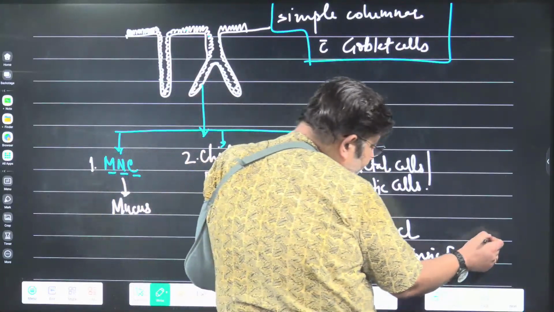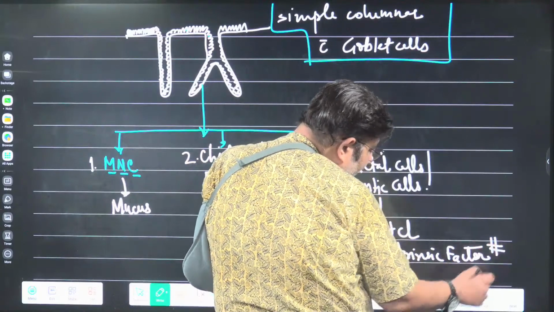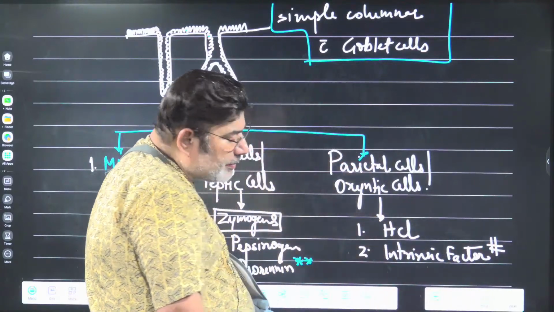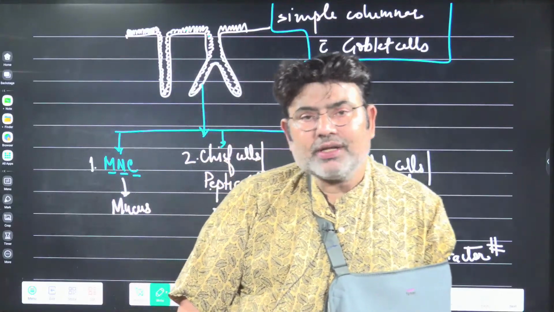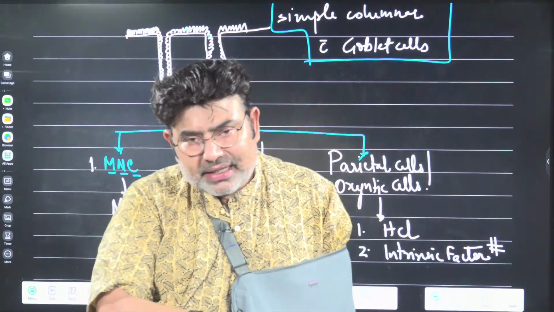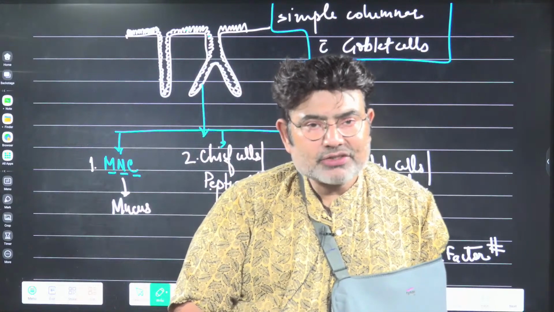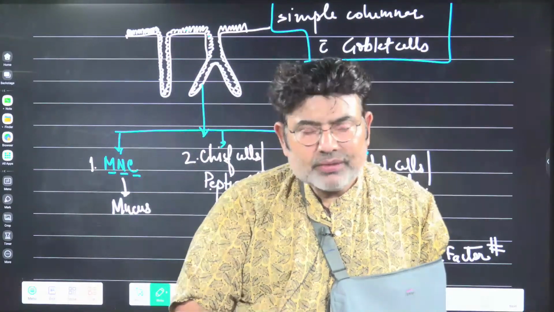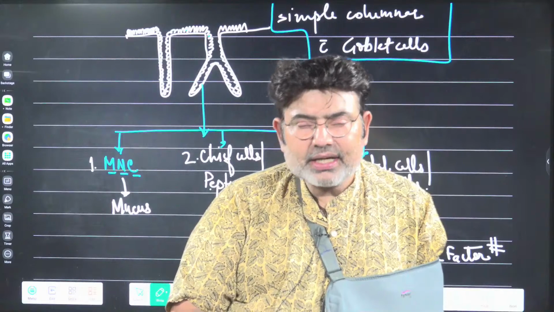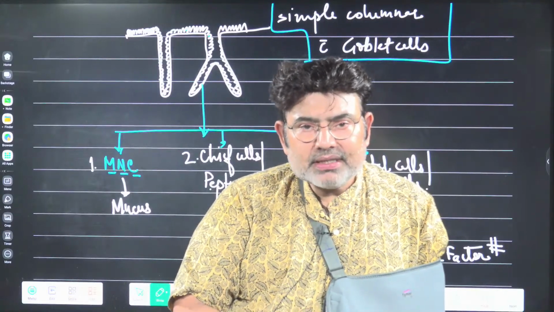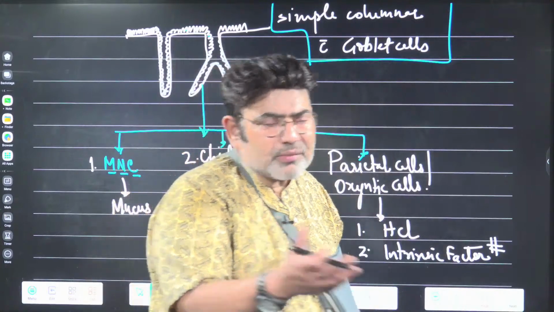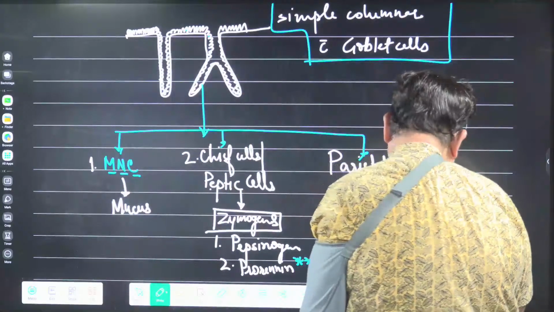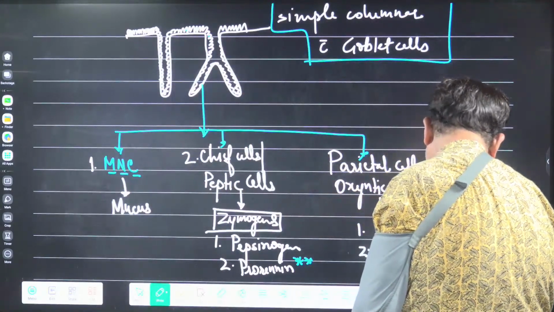Now, let me take you to the story of the intrinsic factor. Once upon a time, people were suffering from a type of anemia. When the doctors did their blood examination, they found that the amount of hemoglobin is less, and therefore they call it anemia. But the RBCs are very unusual. They are large RBCs, not the normal RBCs.